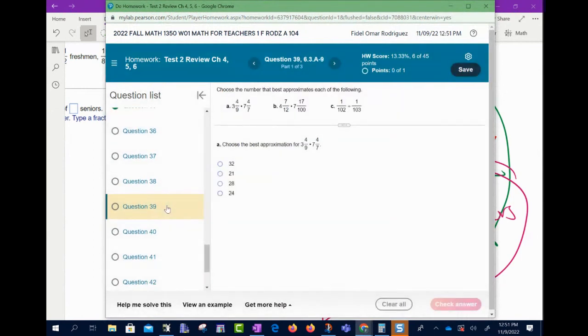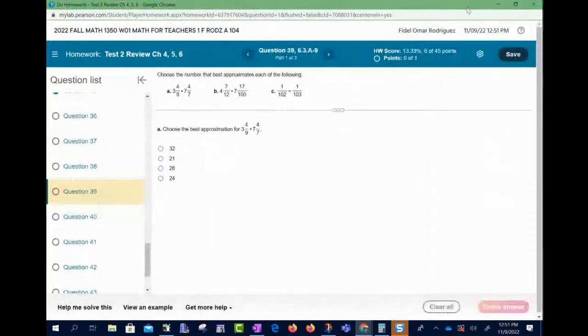39. Let's take a look at 39. It says choose the number that approximates each of the following. So look, y'all, this is how I'm going to think about this process. 3 4/9. I'm trying to figure out, is this number closer to 3 or is it closer to 4? If I were to double the numerator, the 4, it would give me an 8. That's not bigger than my denominator. So the 4 out of 9 is less than half. So I'm going to think of this number as a little bit closer to 3.